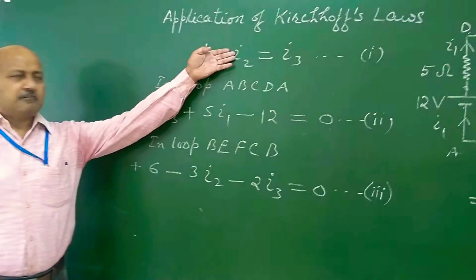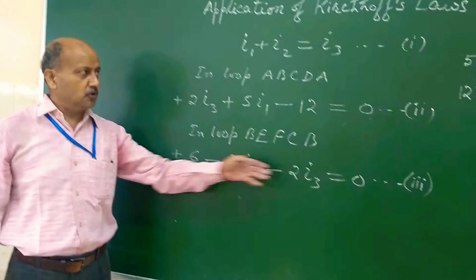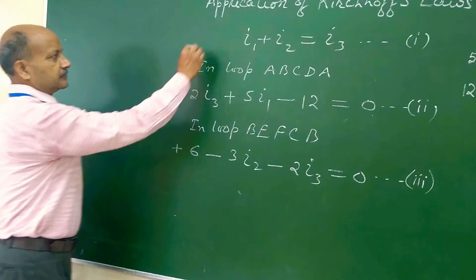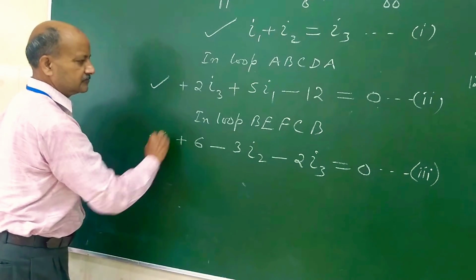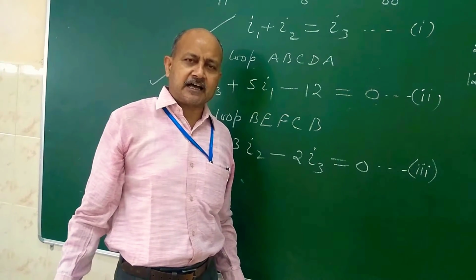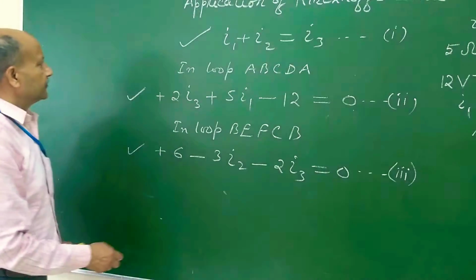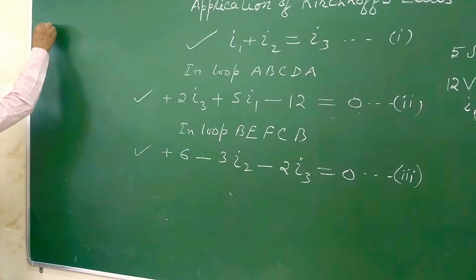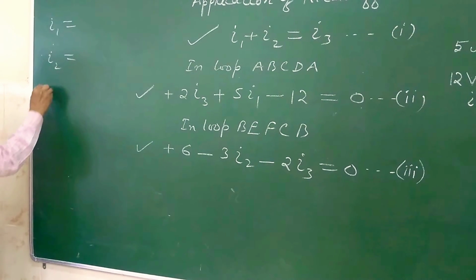So in this equation we have applied the junction rule. In these two equations we have applied loop rule. Now we will solve these three equations simultaneously, and this is our background knowledge from the 9th class, that we can solve these equations and find the values of I1, I2 and I3.